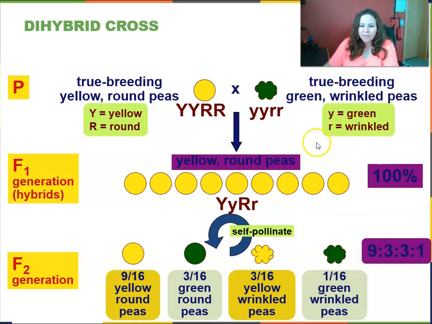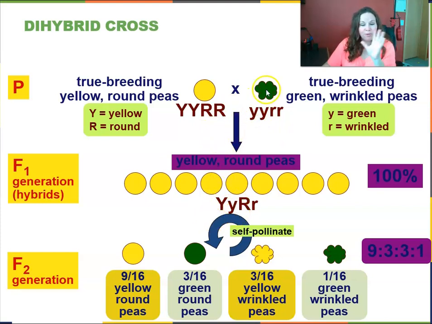So a dihybrid cross might look like this. We're using the yellow and green seeds. Yellow is dominant, so that gets a big Y. Green is recessive, gets a little y. Then the round shape, big R for round because it's dominant, little r for wrinkled because it's recessive. So we've got two parents here. This parent is yellow round, and this parent is green and wrinkled. So we just take the genotypes and put them together.